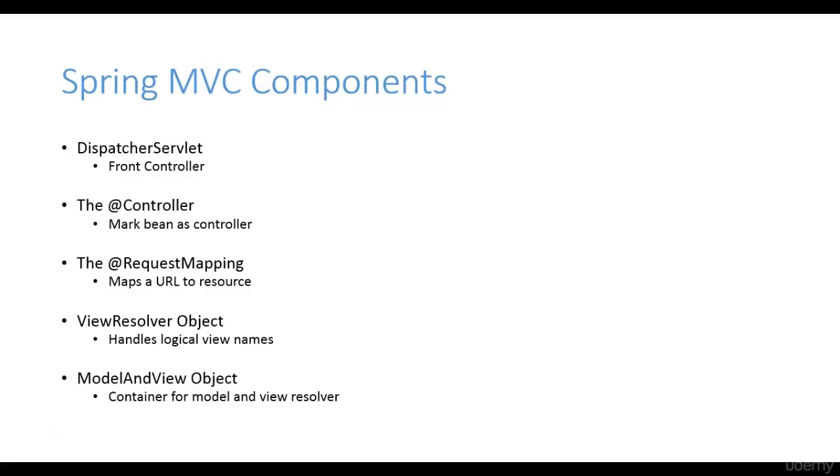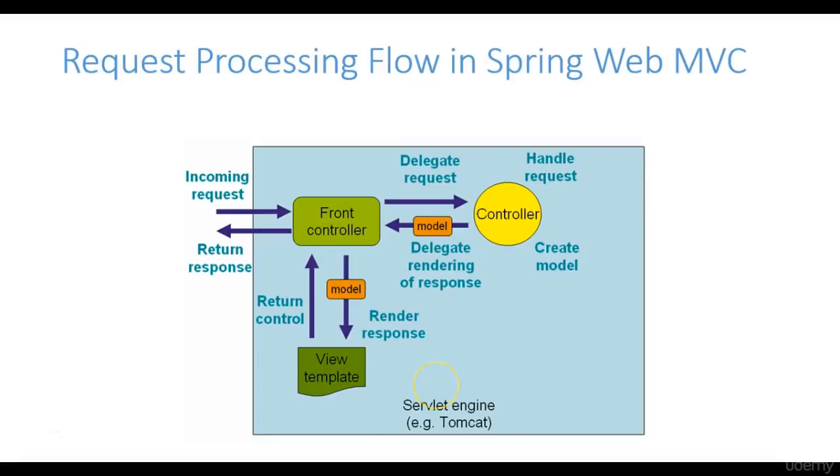The @Controller annotation is used to mark a Spring bean as the controller in a Spring MVC application. The @RequestMapping annotation is used to map a URL to either an entire class or a particular handler method. The controller just handles logical view names. Mapping between the logical name and the actual resource is handled by the view resolver object. In Spring MVC, the ModelAndView object is a container that hosts the model and provides insight to Spring's view resolver about how to locate the view. Now you know the main components used in a Spring MVC web application.